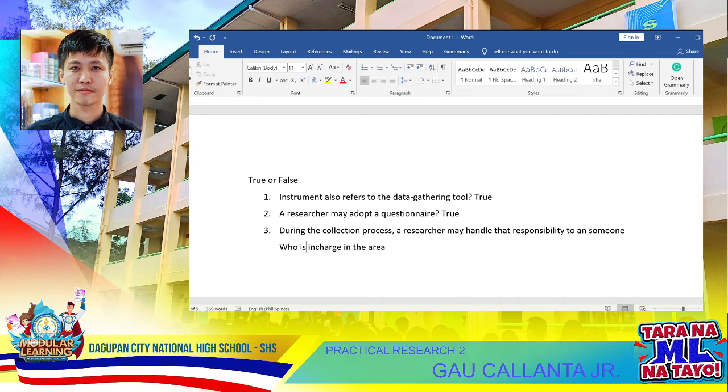Okay, during the collection process, a researcher may hand over that responsibility to someone who is in charge in the area. Can someone do that for you? Of course, you have a lot of things to do yet. Can you hand the questionnaire to someone who is in charge in that area, like someone who is working there? The answer is yes, correct.